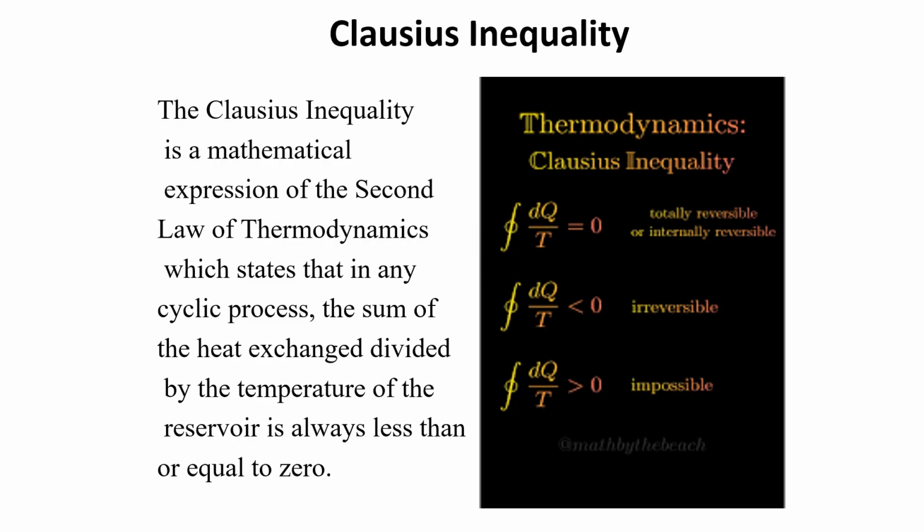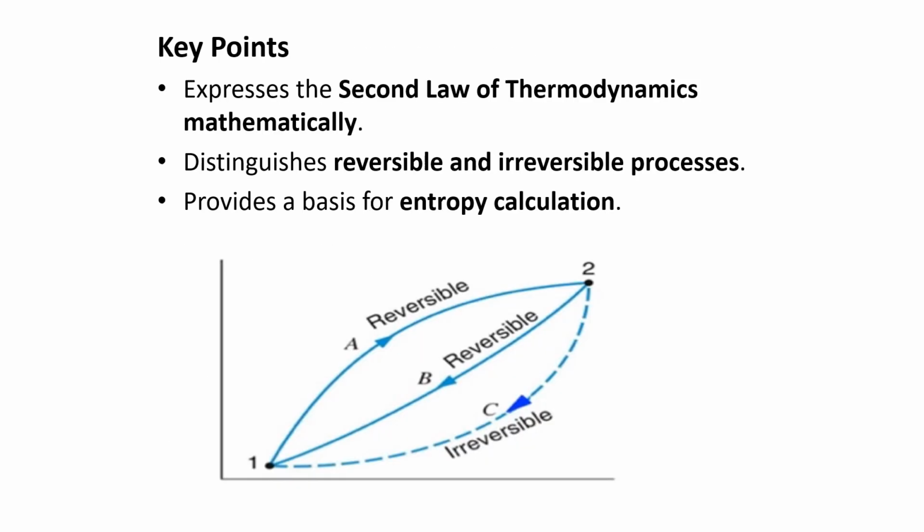Now we'll talk about Clausius inequality. The Clausius inequality is a mathematical expression of the second law of thermodynamics. It states that for any cyclic process, the sum of heat exchanges divided by the absolute temperature is always less than or equal to zero. This inequality helps to express the second law mathematically, differentiate reversible and irreversible processes, and form the basis for calculating entropy.